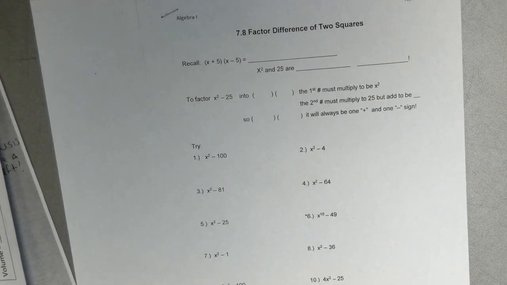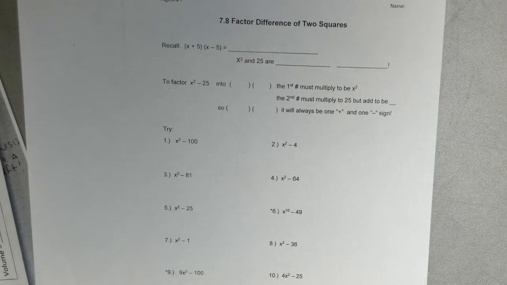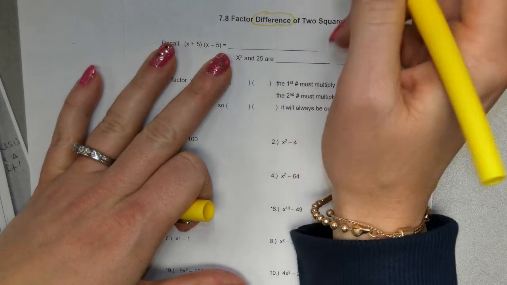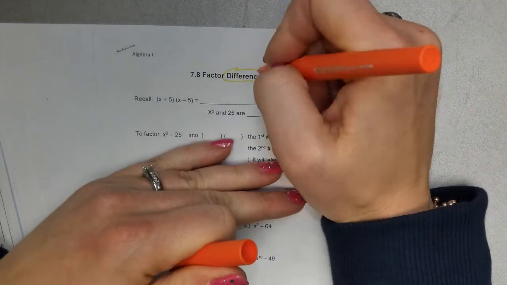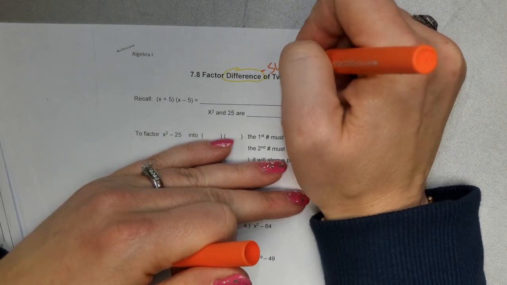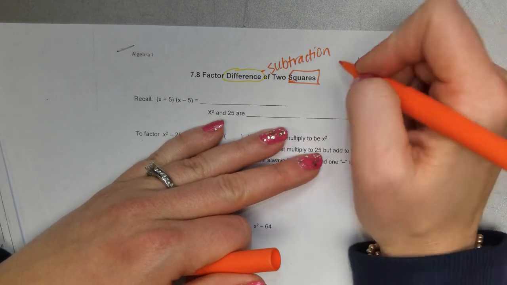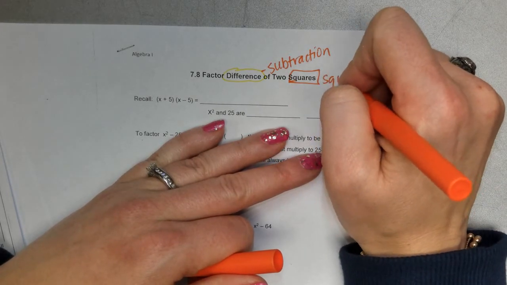Okay, so what we're doing here is what's called the difference of two squares. I want to circle this word here, difference. When you see the word difference, that means subtraction. And we'll talk about what the two squares are, but it has to do with the square root.